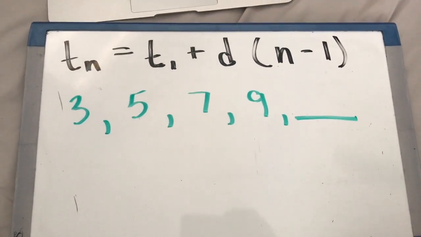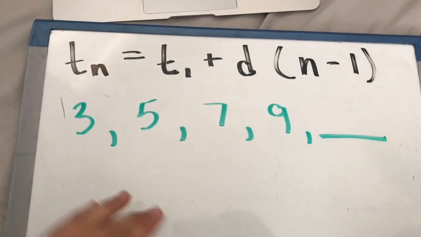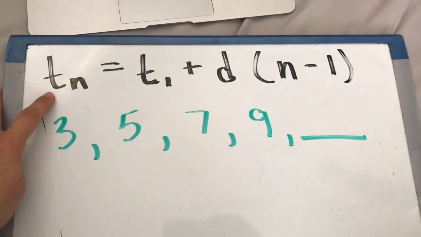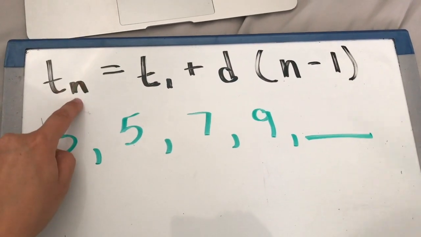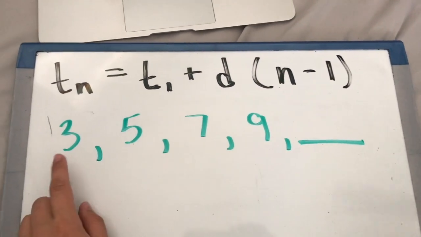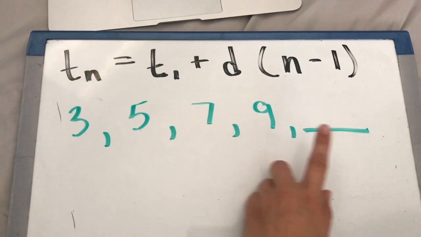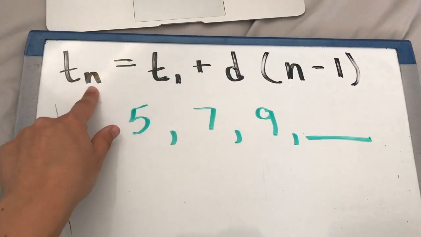So let's go over what all this means because it looks kind of confusing, but we're just going to break it down. t of n is still just the term that we're looking at. We can plug in any number for n and it'll give us that term. So for this one, we want to find the 1, 2, 3, 4, 5th term again. So we're going to plug in 5 for n.